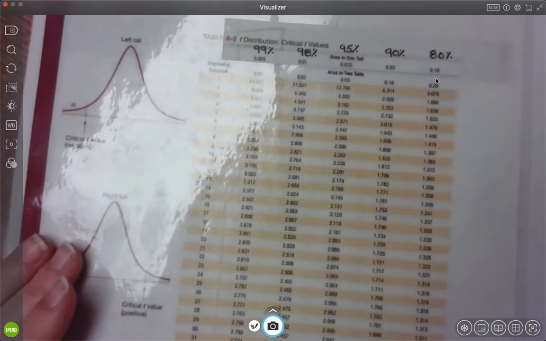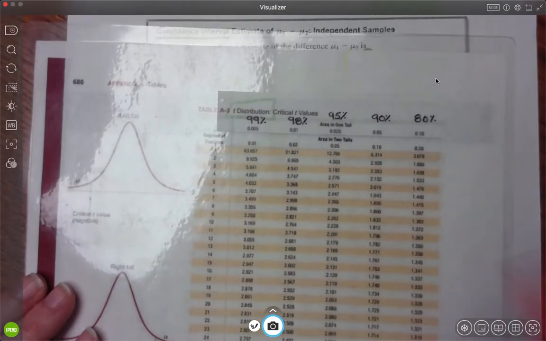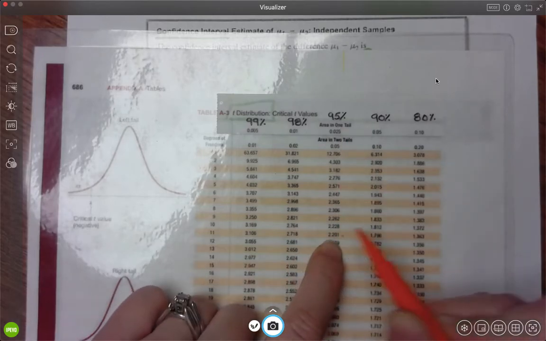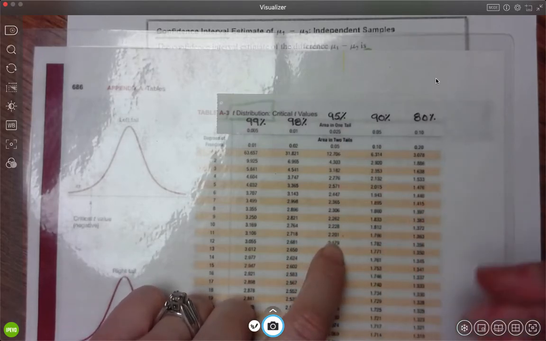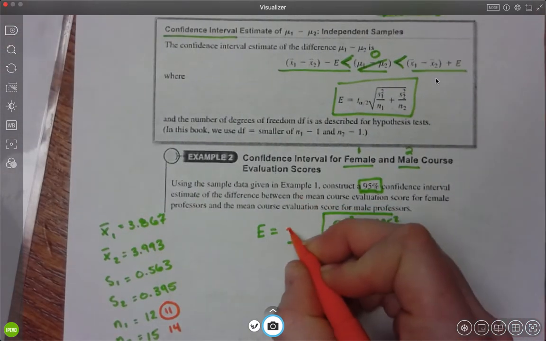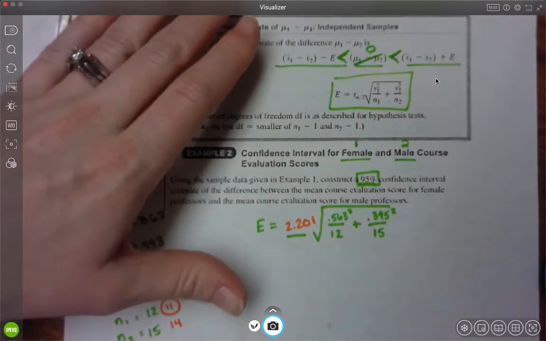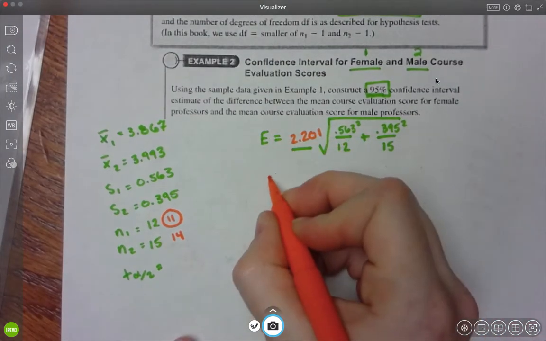Okay, so if we go back to our t chart, this is going to be the same t as what we used on the front side. I'm going 11, and I want to do 95%, which is what we did on the front side. So 2.201, that number is the same. 2.201 is the number that I want to use for my error. Okay, so let's type this in and let's see what we get for error.